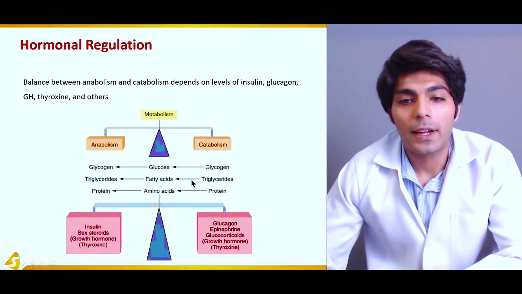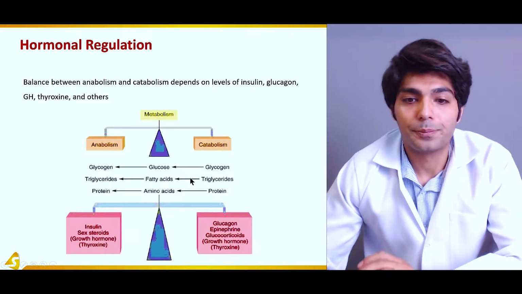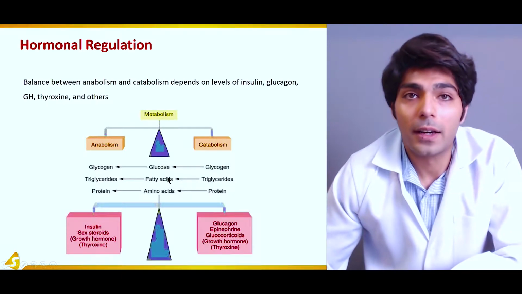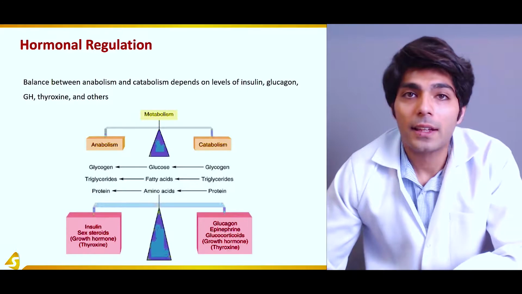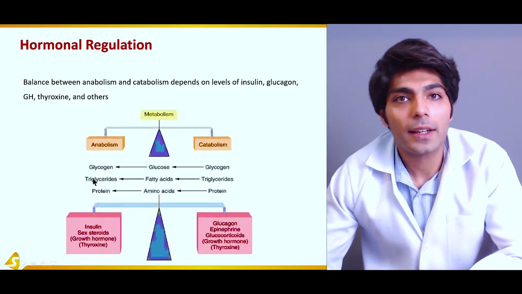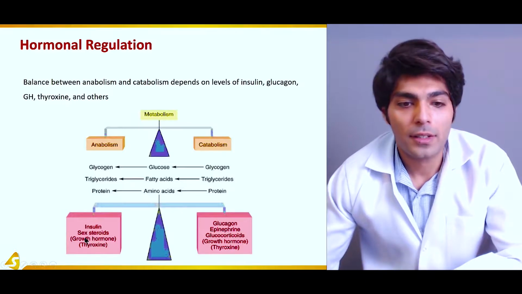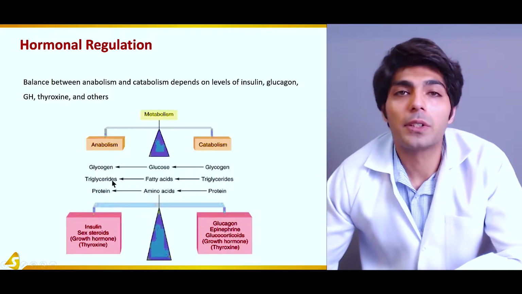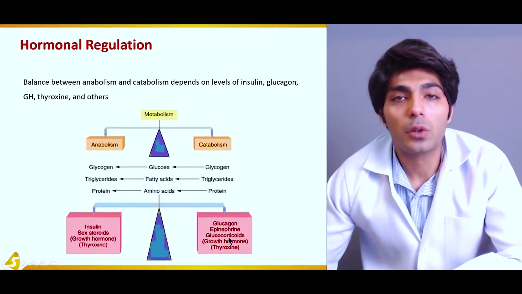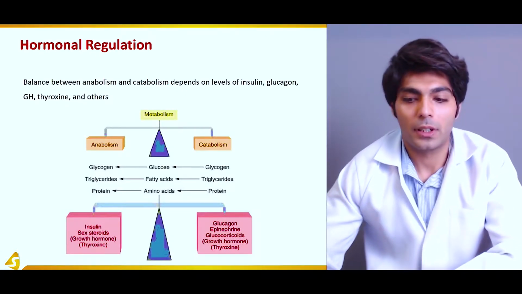In the same way, triglycerides, which are more complex molecules, are broken down to form smaller molecules, the fatty acids, and these fatty acids then build up together and form triglycerides, creating an anabolic effect. So insulin, sex steroids, growth hormone, and thyroxine are examples of anabolism, and glucagon, epinephrine, glucocorticoids, growth hormone, and thyroxine have the effect of catabolism.